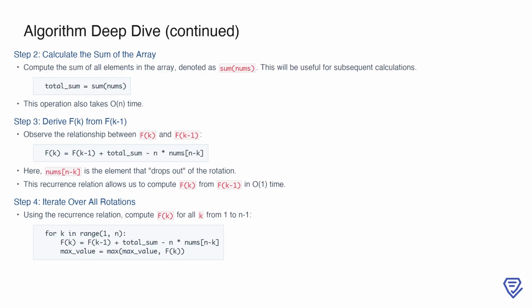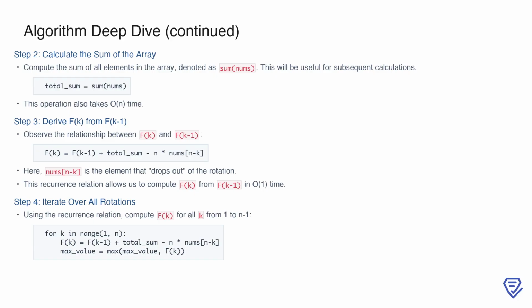Once we have f(0) and total_sum, we establish a recurrence relation to efficiently compute f(k) for any rotation k. The relation is derived as f(k) equals f(k-1) plus total_sum minus n times nums[n-k]. Here, the term nums[n-k] represents the element that is rotated out of the weighted sum due to the shift. Using this relation, we can compute f(k) from f(k-1) in constant time for each rotation.